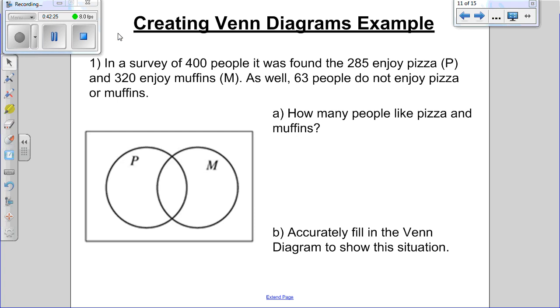And I'm going to get rid of the people who don't like pizza and don't like muffins. So how many people didn't like pizza or muffins? I'm going to subtract 63 people. And that's going to tell me that there's 337 people that are actually involved in this pizza muffin debacle. The other 63, they really don't matter to our survey.